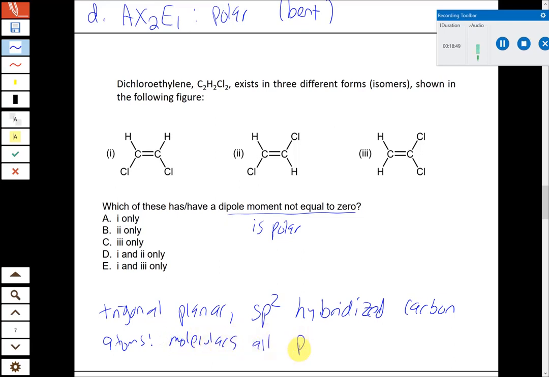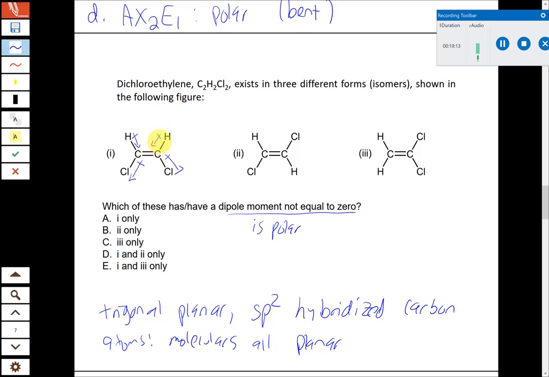Now that helps us, because what that means is that the bond dipoles are all in the same plane, and it's a little bit easier for us to decide whether or not they cancel. So if we look at choice one here, chlorine is more electronegative than carbon, so we're going to have dipoles going from carbon to chlorine. And then hydrogen is a little bit less electronegative than carbon. They're not that much different from each other, but there's going to be a small dipole going this way.